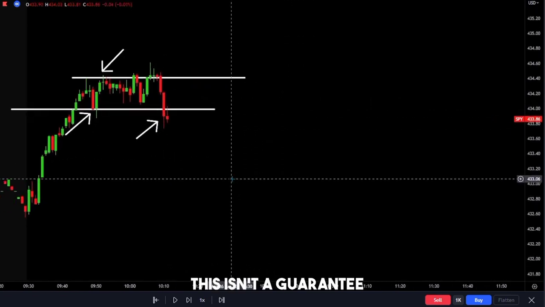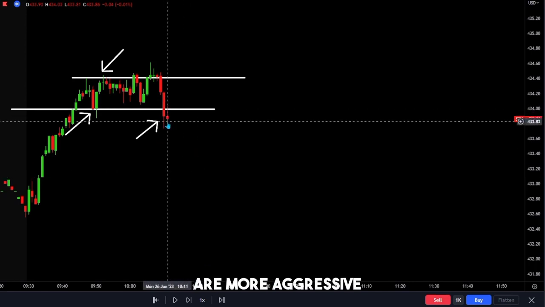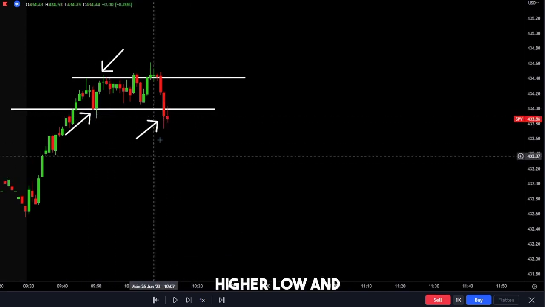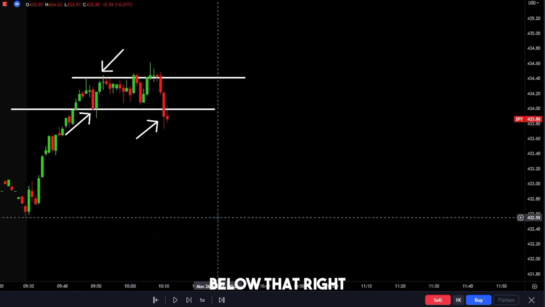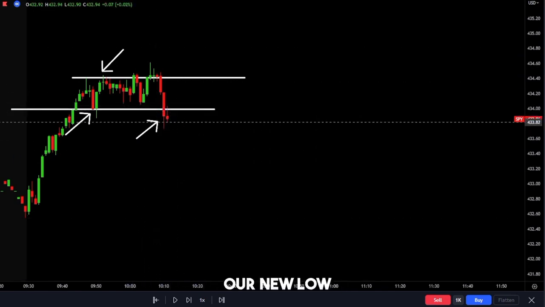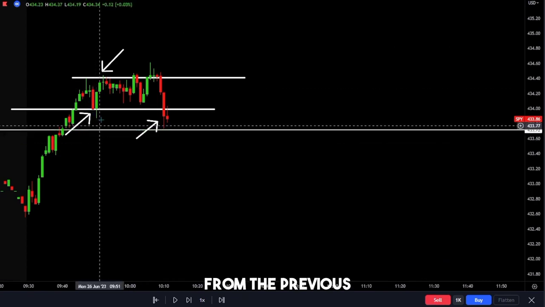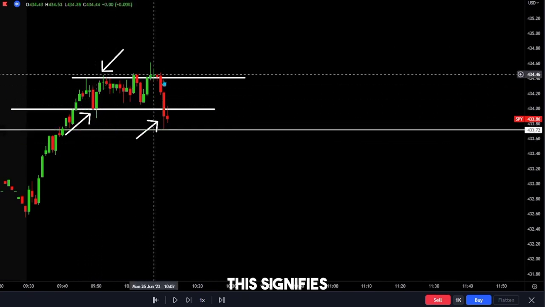This isn't a guarantee. This is our first sign that, hey, we might want to look for short entries rather than longs, because sellers are more aggressive near the previous higher low and buyers couldn't step in, and we broke and actually closed the candle below that, right? So this is where our new low is being put in from the previous higher low.